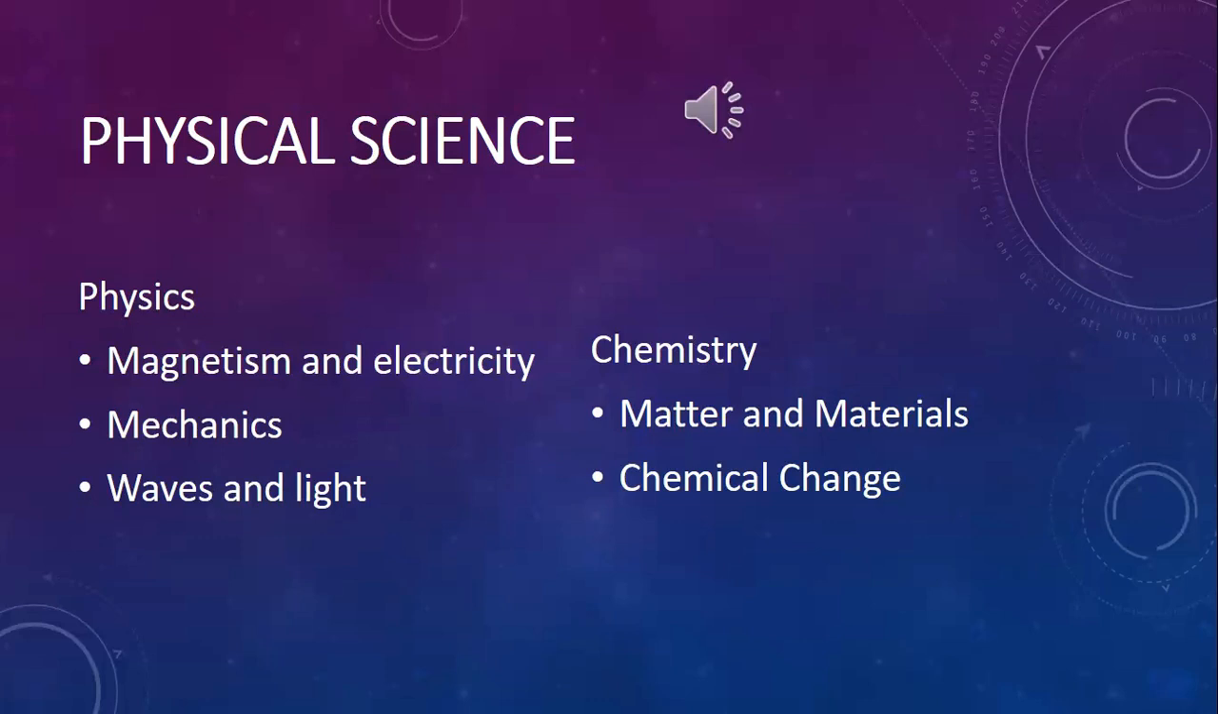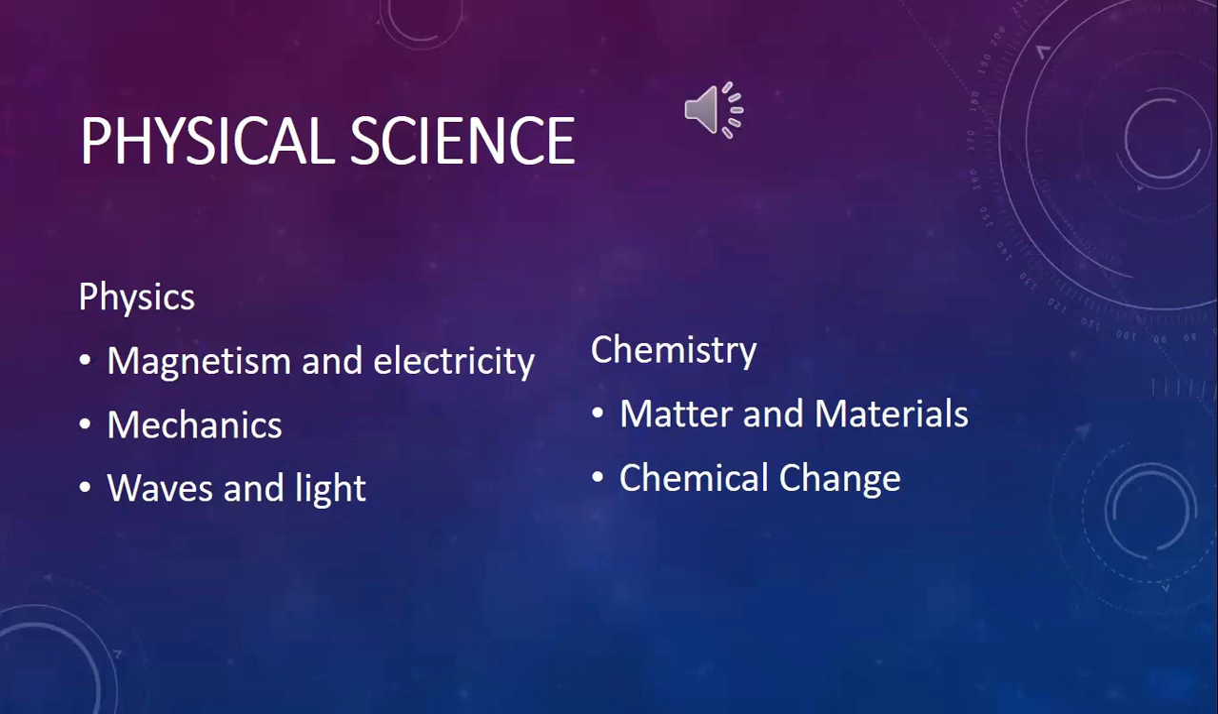Then chemistry is the other part of physical sciences. There's only two sections that fall under that. The first section is matter and materials. So under that section we focus on what things are made out of. So we focus on atoms and molecules and ions and what those are. And we learn about the different kinds of bonds between different kinds of substances. So how do molecules bind to each other? How do diatomic atoms bind to each other? And then that's what we learn about in matter and materials.